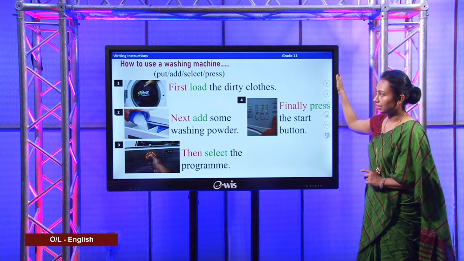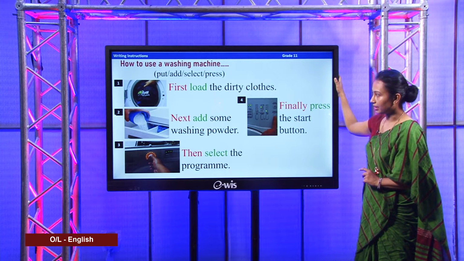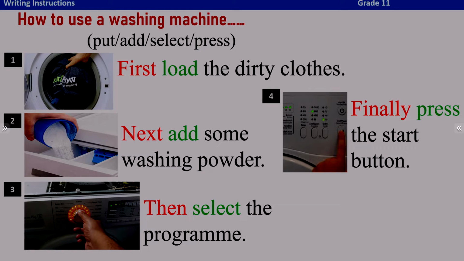Here you have the instructions written by me. So what is the first step? First you have to load the dirty clothes. So the first step is, first load the dirty clothes. Remember the structure. You have to start with the sequence word, after that the verb.